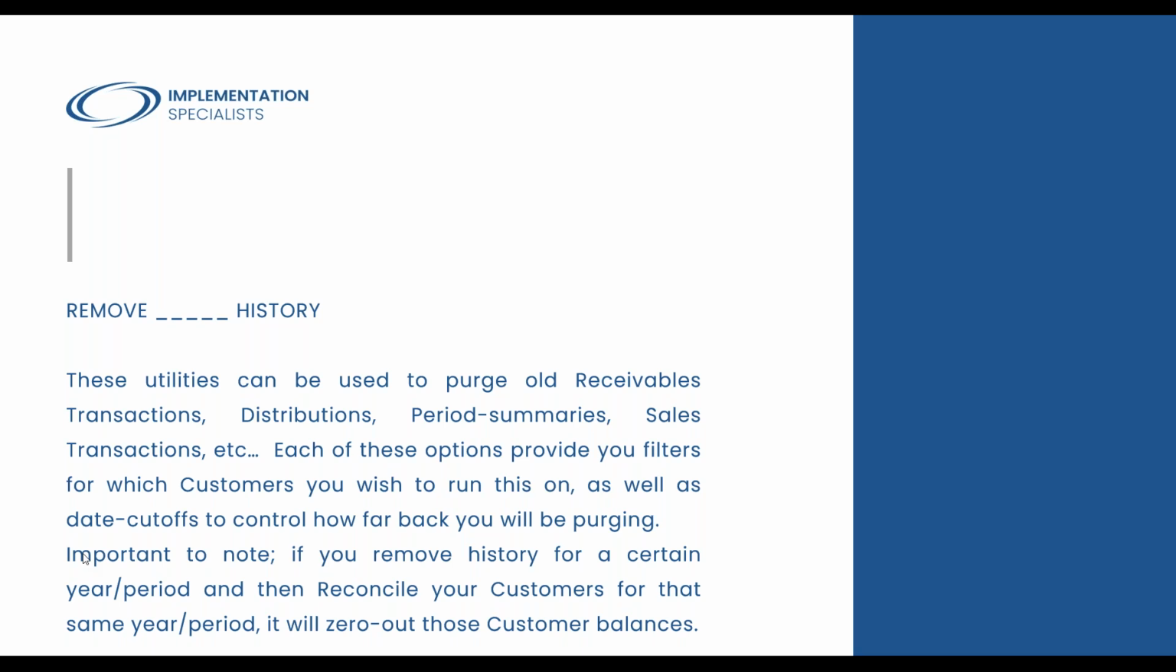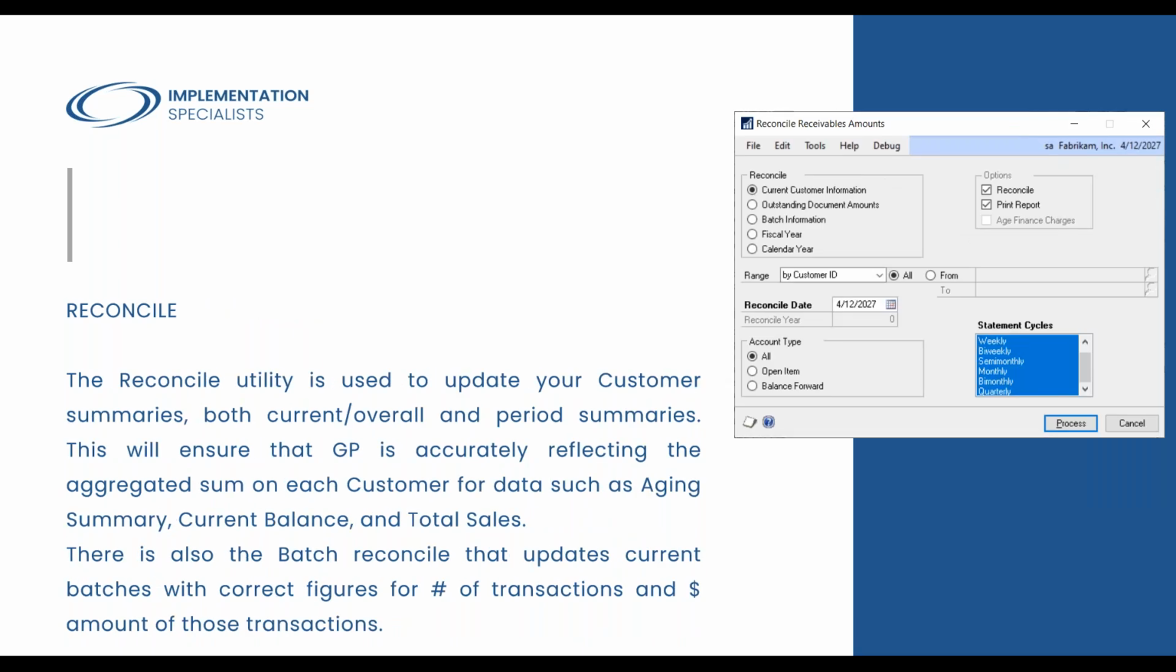One really important note to make there: if you were to ever remove history for a customer, let's say you removed their history from 2010 and back, and then you went to that reconcile window, which we looked at a little bit earlier, and you decided to reconcile a fiscal year for that customer, and you reconciled 2009. What's going to happen is, because there are no transactions in the system anymore from 2009, because you opted to remove those, it's going to set that customer's balances in 2009 to 0. It's going to say you didn't do any business with them back then, because according to the transactions, you didn't.